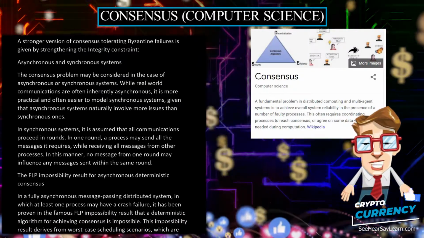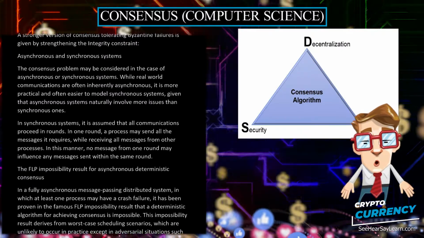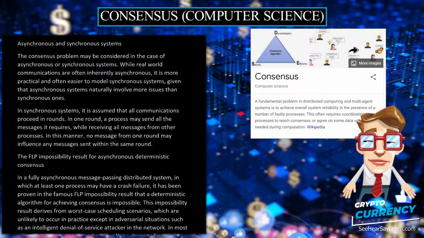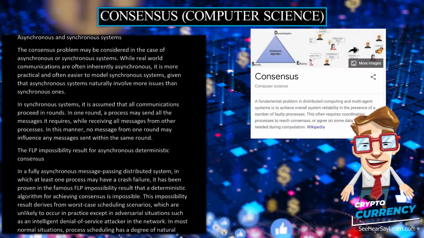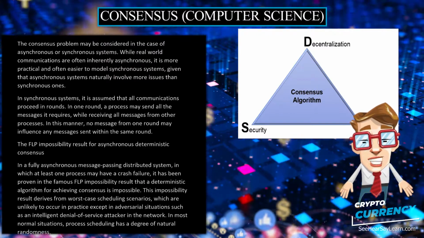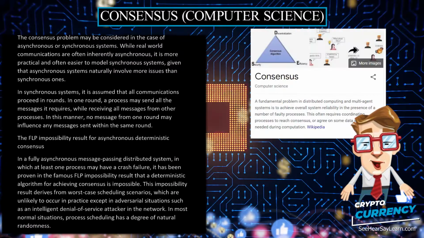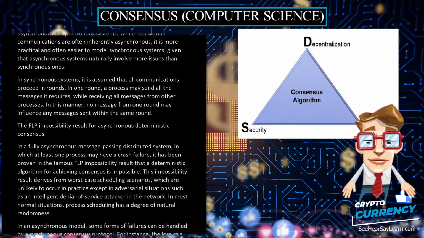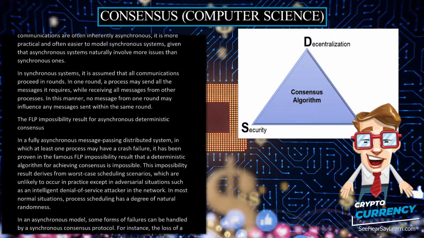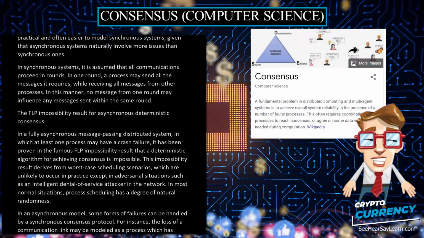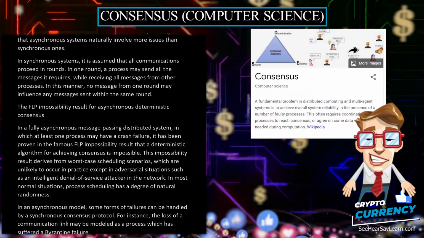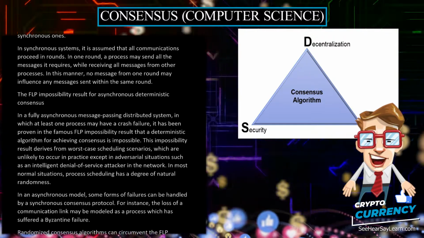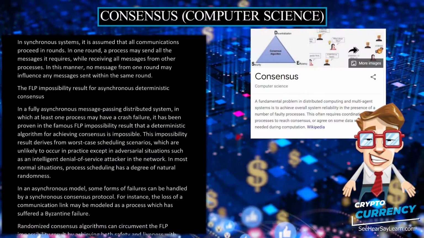The FLP impossibility result for asynchronous deterministic consensus. In a fully asynchronous message-passing distributed system, in which at least one process may have a crash failure, it has been proven in the famous FLP impossibility result that a deterministic algorithm for achieving consensus is impossible. This impossibility result derives from worst-case scheduling scenarios, which are unlikely to occur in practice except in adversarial situations such as an intelligent denial-of-service attacker in the network. In most normal situations, process scheduling has a degree of natural randomness.